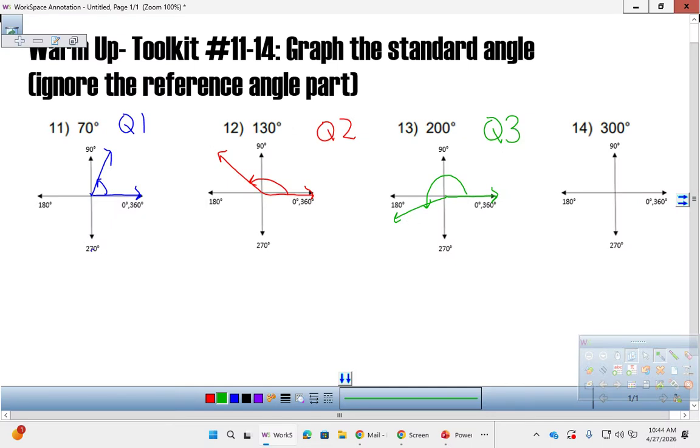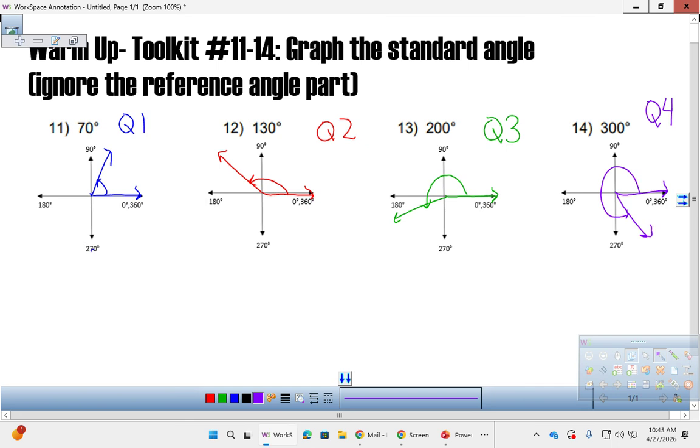And then 300 degrees is somewhere between 270 and 360. So I'm going to draw some angle down here in quadrant 4. And then the standard angle has a starting side like this. It's not this angle here. It's almost all the way around. That's the standard angle. Almost a full 360, but not quite. 60 more to go. Does that make sense?